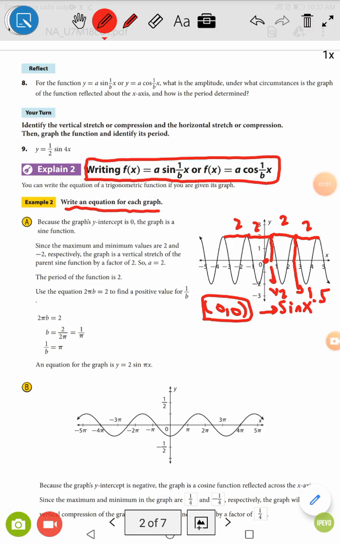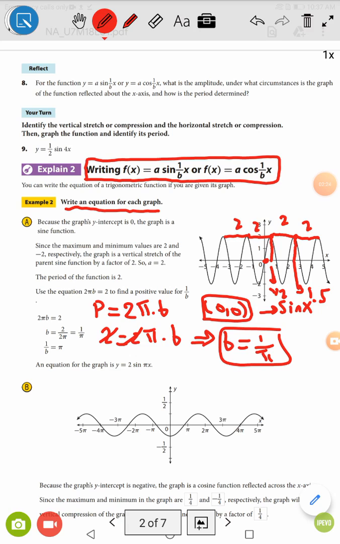Since I got the period, if you remember, period equals 2 pi multiplied by B. And the period I have is 2, so 2 equals 2 pi times B. So B is 1 over pi. So I got the B. So easy. Now I just need to get the A.